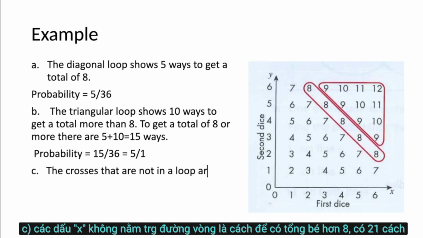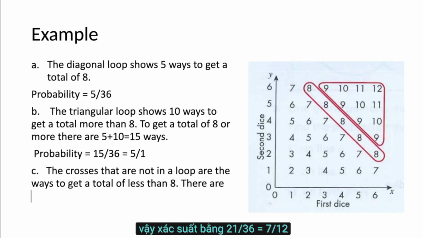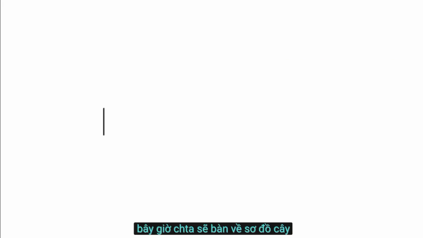Lastly, for part C, the crosses that are not in a loop are the ways to get a total of less than 8, and there are 21 of these. So the probability is 21 over 36, which is equal to 7 over 12.